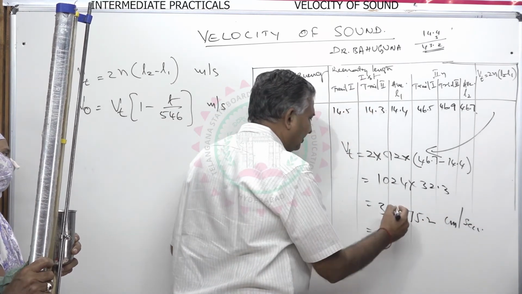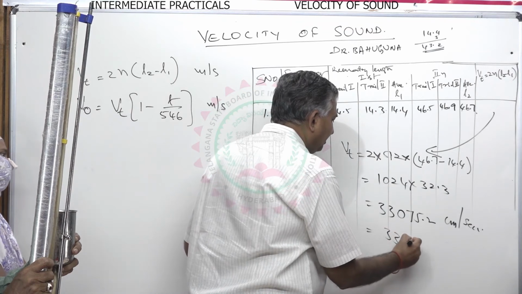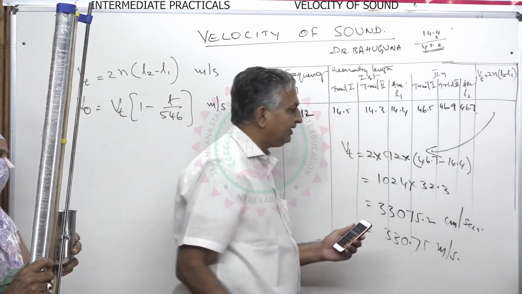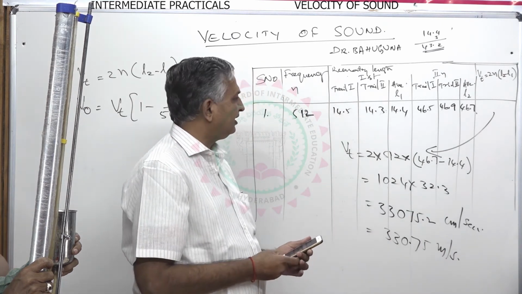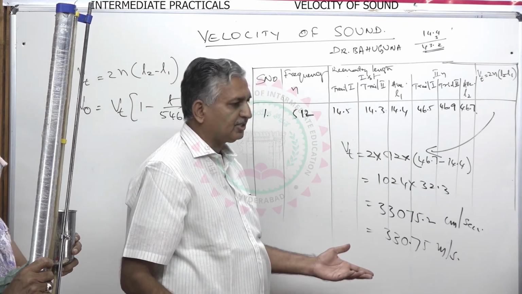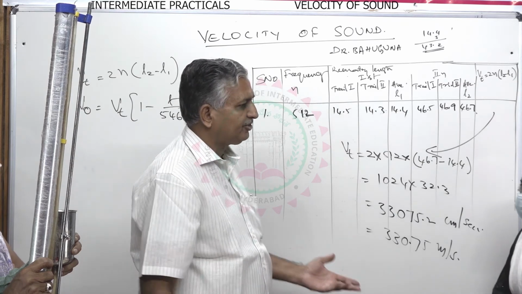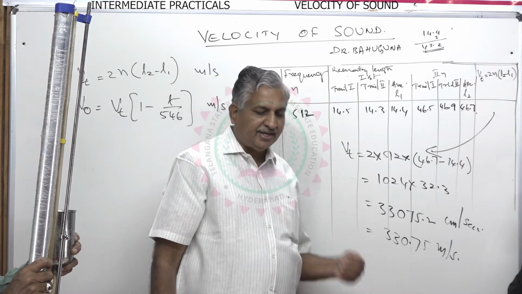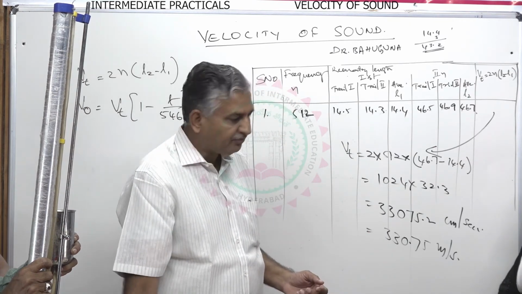If it is in meters per second, 330.75 meters per second. What I said previously, the velocity of sound is 330 meters per second or 340 meters per second, depending on the place and temperature and all this. So we got the first value. Similarly, can you do it using the other tuning fork in a similar way?